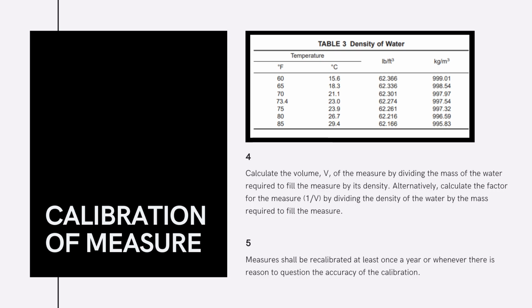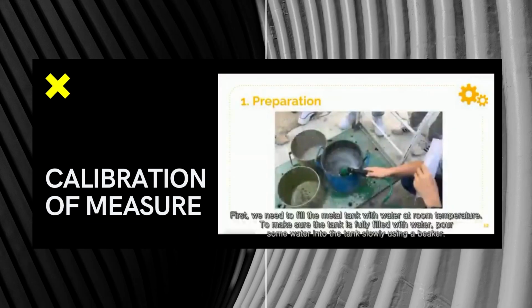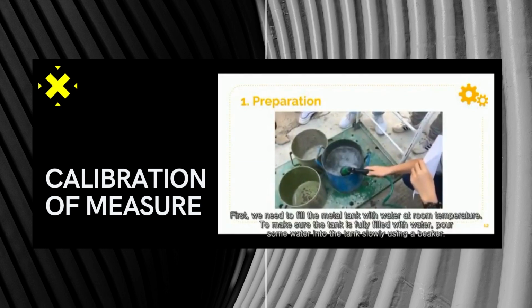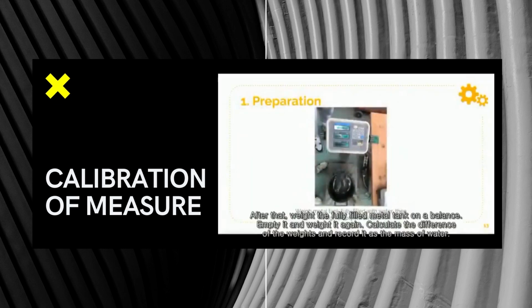Measure shall be recalibrated at least once a year or whenever there is reason to question the accuracy of the calibration. For this video of calibration of measure, kunin muna natin ang mass ng measure and then punuin ang measure ng water, tsaka kunin ang mass nito. Once na nakuha na natin ang mass ng measure na may water, we can have the difference na. Once na makuha na natin ang difference, ito na ang value ng mass ng water.